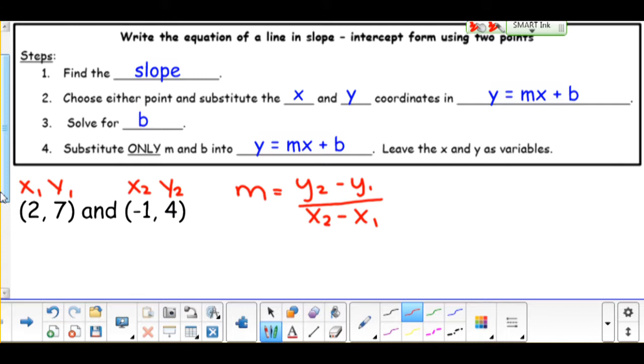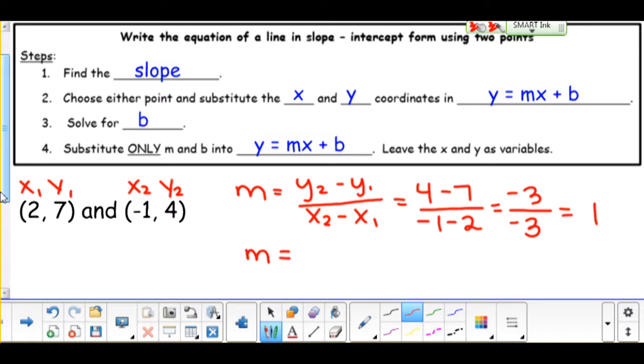To start finding our slope, we can plug in our y2 of 4 minus our y1 of 7, and then our x2 of negative 1 minus our x1 of 2. 4 minus 7 is negative 3, and negative 1 minus 2 is also negative 3. We can then simplify that fraction to give us a positive 1. So we can say that our slope m equals 1.